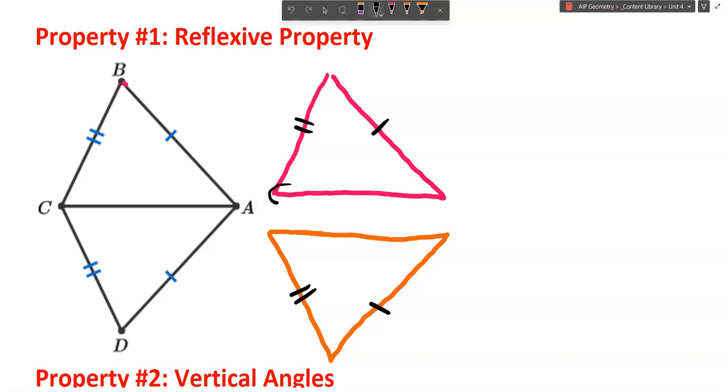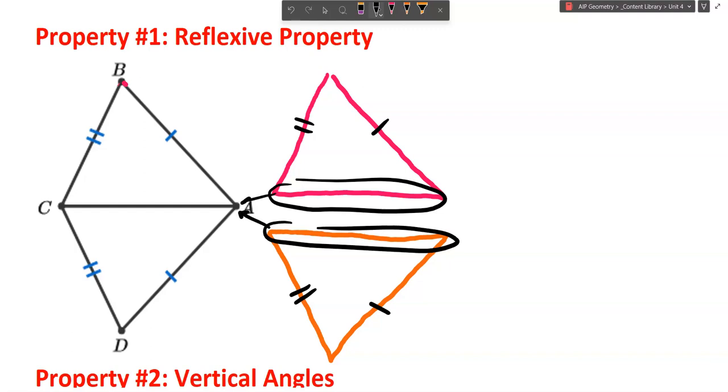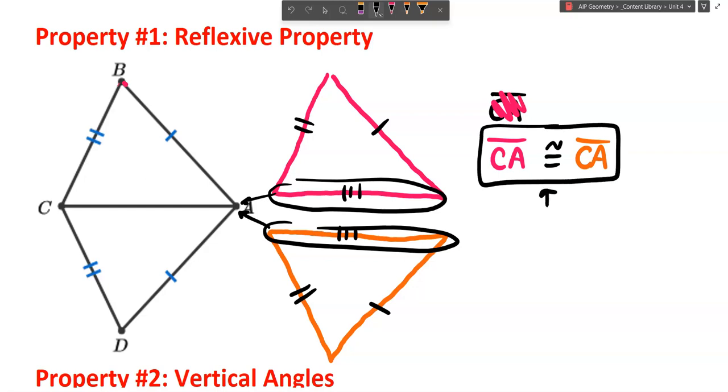So even though these sides are not marked, what I want you to notice is that since they both emanated from the CA, technically they are going to be equal to each other. And so this idea that CA, the pink CA, let me erase that and we're going to do it in pink. The segment CA and then the segment CA from the orange triangle, even though they are the same, when I separate them, that actually makes them equal to each other. This is called the reflexive property.